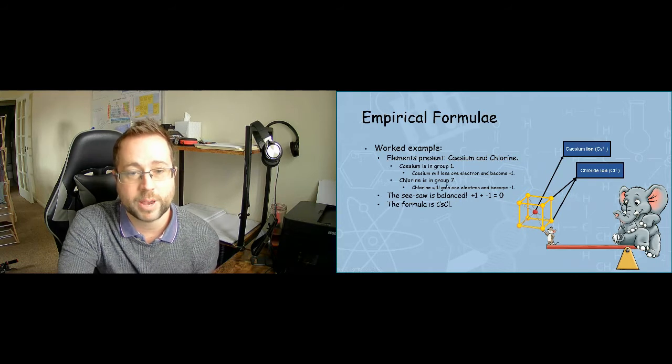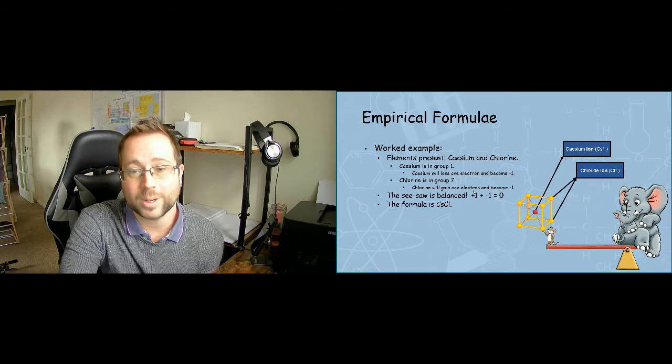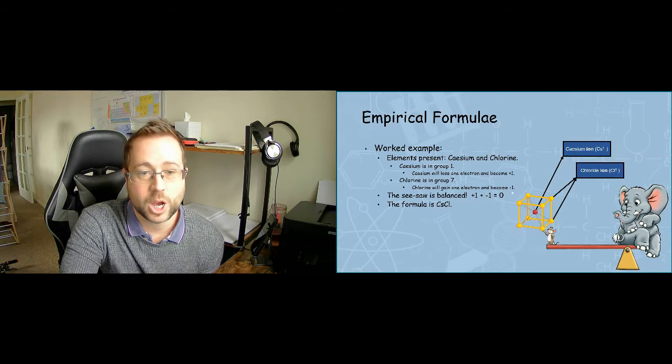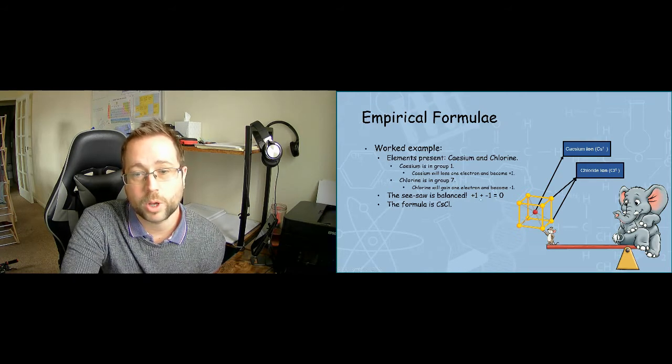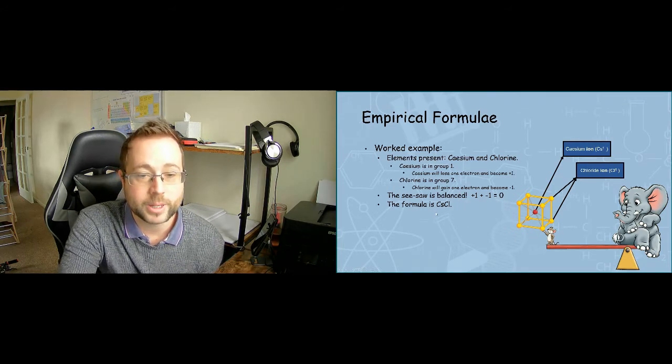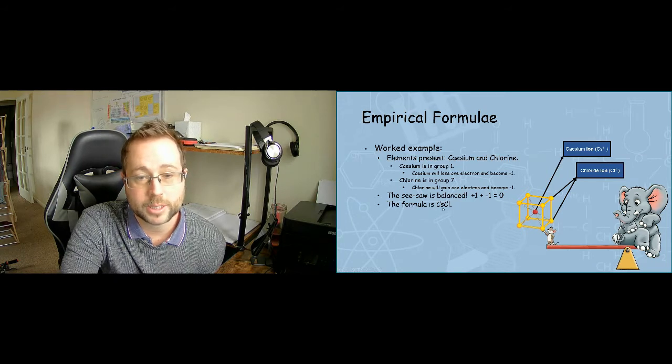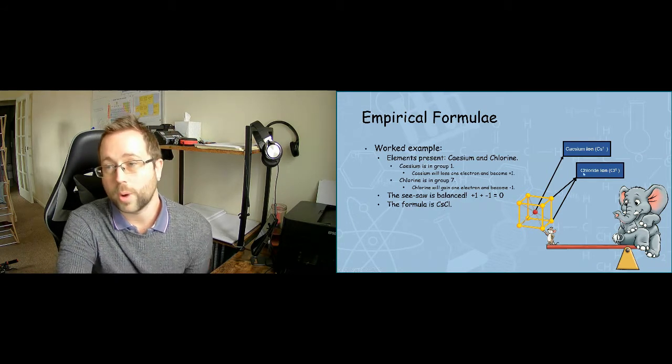Chlorine is in group 7. Chlorine will gain 1 electron and become 1 negative for its charge. Group 7 requires 1 electron to complete its outer shell. The seesaw is balanced because +1 plus -1 equals 0. So it is balanced because there is no charge. The formula is therefore CsCl, cesium chloride. Okay?